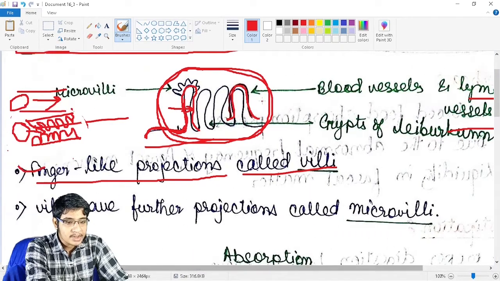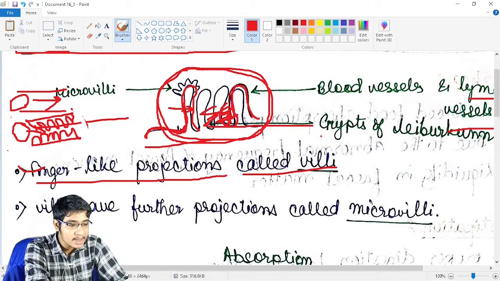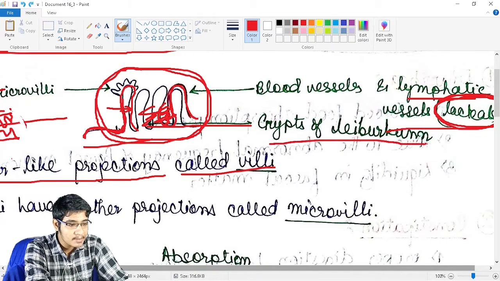Okay, so these are the finger-like projections, and these finger-like projections have some gap in between them. You can see here, they have some gap. These gaps are known as crypts of Lieberkühn.